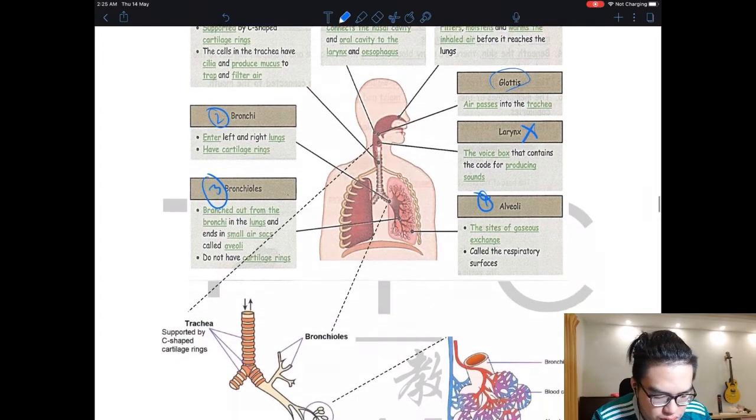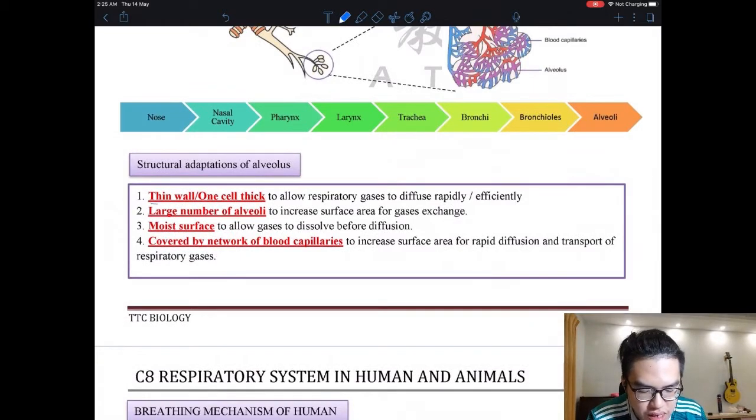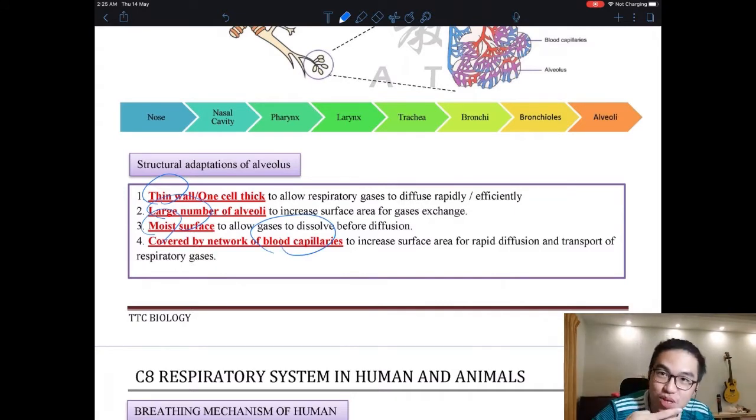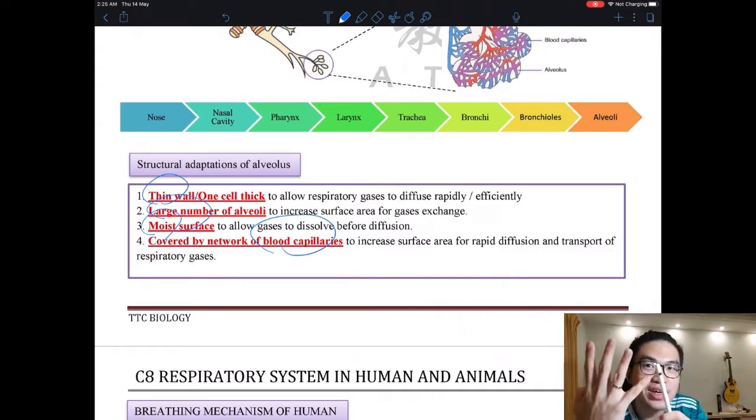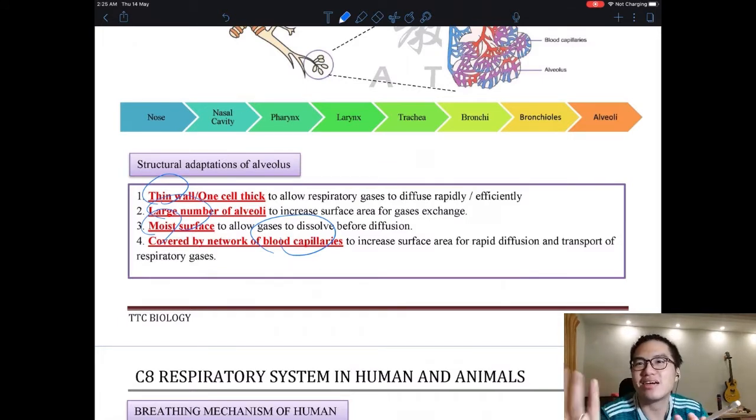So let's jump straight into adaptation. Thin, large number or large surface area, moist, blood capillary. Again, the same four points. These four can be used for all except the inside one, where we don't have blood capillaries. Just add air sac, whatever.